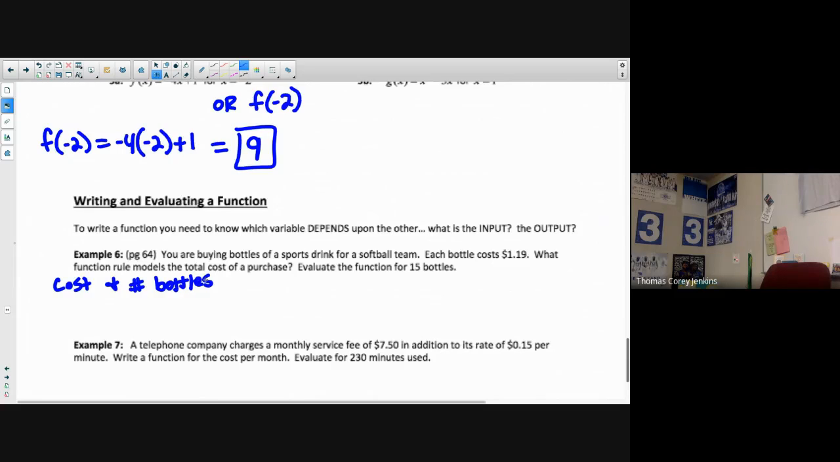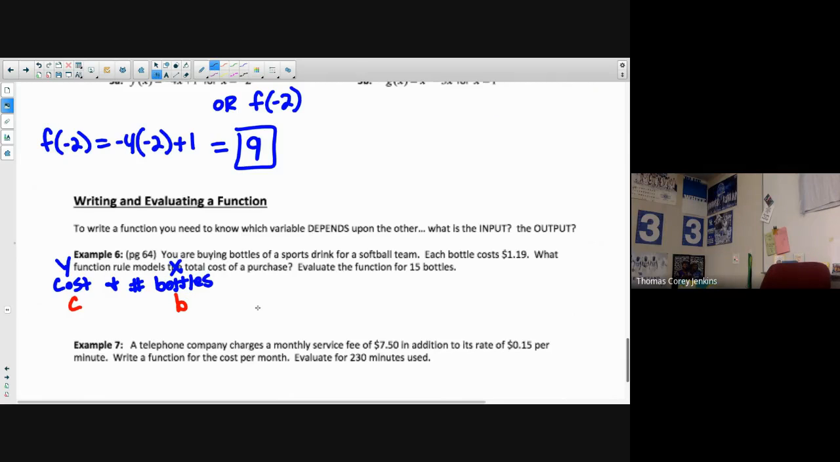Which one would be input, which one would be output? Your thought process here is, does cost depend on bottles or do bottles depend on cost? The answer is that cost depends on the number of bottles you buy. So cost is what we think of as y, and bottles is x. Another clue that bottles is x is that it says evaluate for 15 bottles, so you're usually going to plug in for x there. We're going to use the variable C to represent cost and the variable B to represent number of bottles.